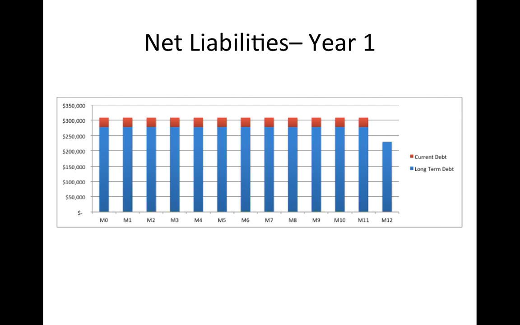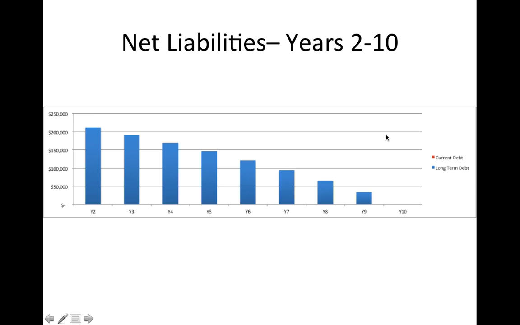In terms of liabilities, in year one, of course, the big one is the long-term debt. We also have a little bit out here in the current debt financing the working capital. By month 12, we've both paid off all of that current debt and paid down the long-term debt, the first chunk of it. Going out, we have no more current debt, and all we have is long-term debt, and we pay that off at the end of year 10. And so you can see that our debt's going down rather quickly.